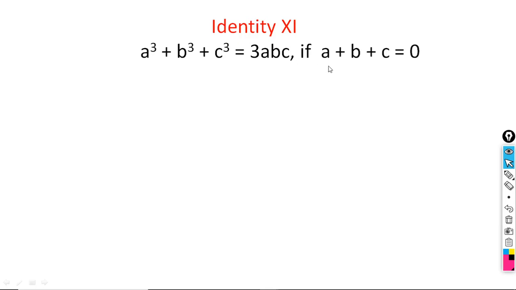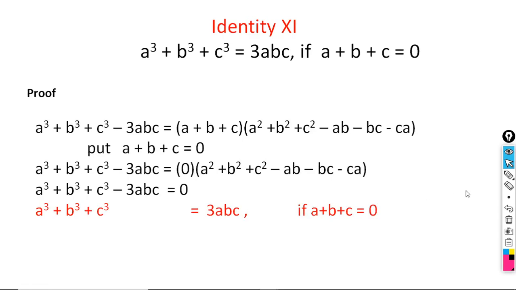If the condition a plus b plus c equals 0 is satisfied, you can use this identity. Otherwise, this identity cannot be used. Let us discuss the proof of this identity.